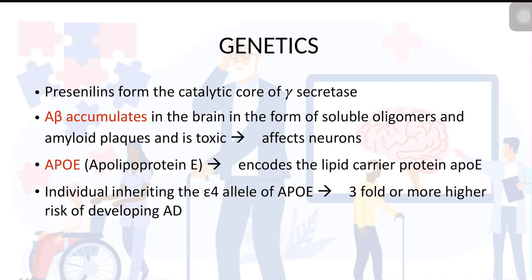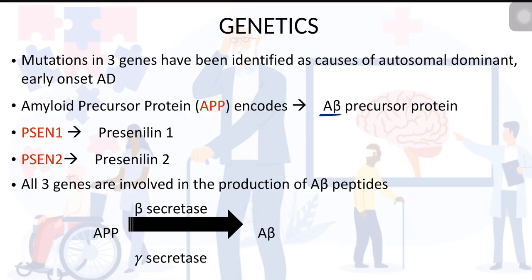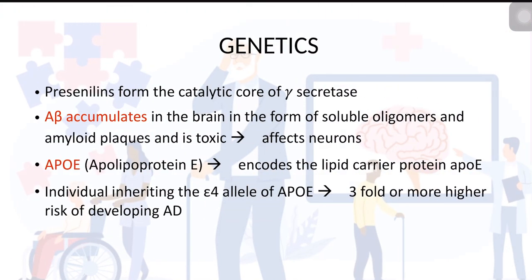Further, presenilins form the catalytic core of the gamma secretase. What is gamma secretase? Gamma secretase is an enzyme where amyloid precursor protein is converted to A beta. So it is the enzyme. A beta accumulates in the brain in the form of soluble oligomers and amyloid plaques, and it is very toxic. Eventually it is affecting the neurons.